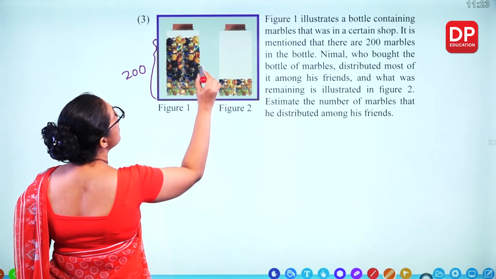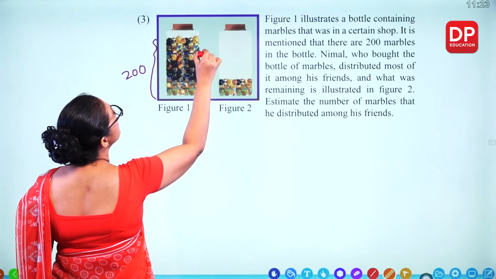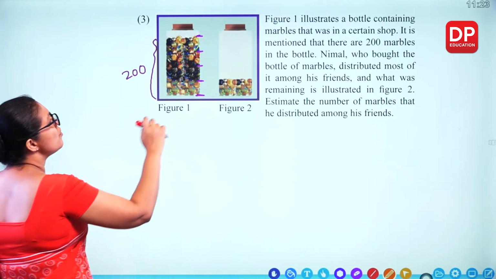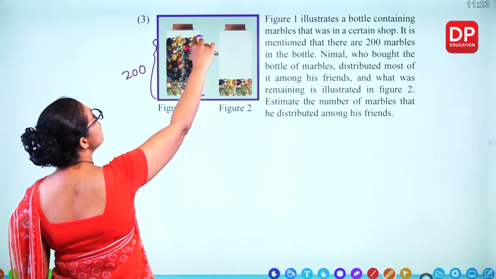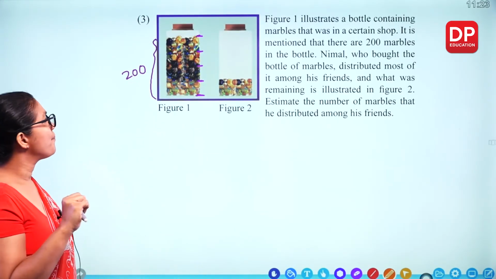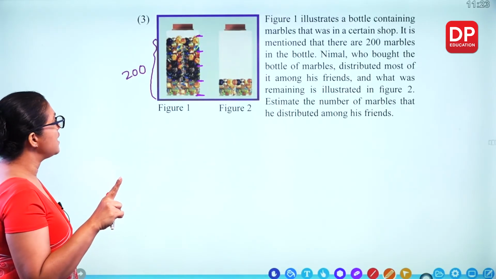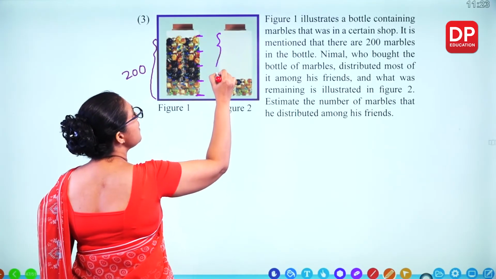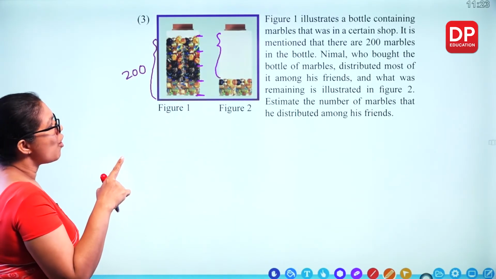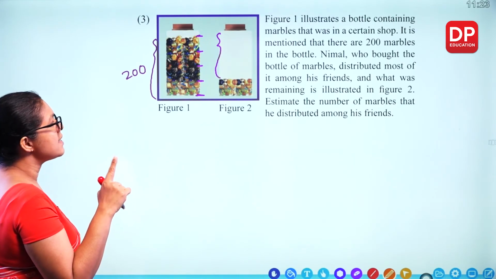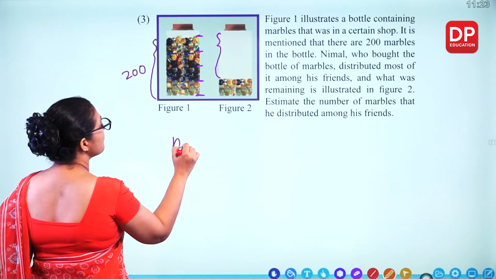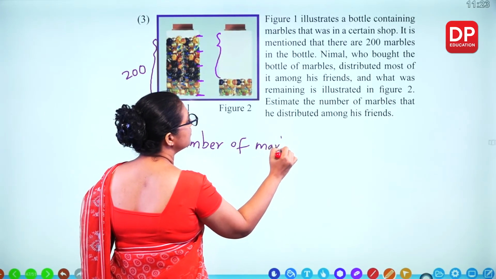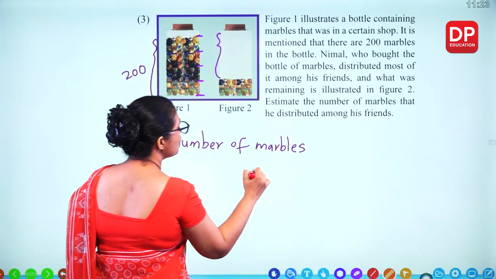Now how many parts are like that? When you take a rough measurement, you get 1, 2, 3, 4. 4 parts are there. 4 parts means 200. So you need 3 parts of that because we want to estimate the number of marbles that he distributed. Number of marbles distributed.